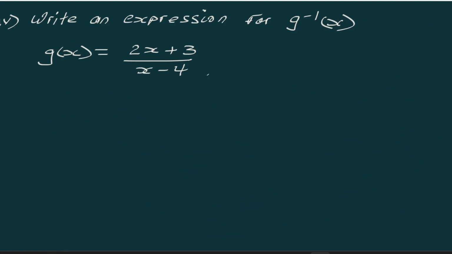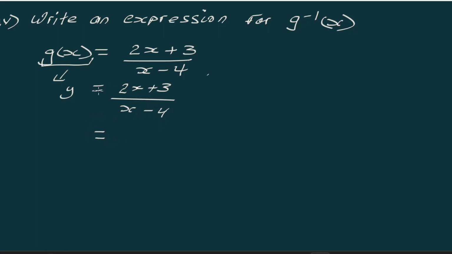Now looking at the final part: write an expression for g inverse of x. So we want to find the inverse of this function. To find the inverse of this function, the first thing we do is change the g of x into y. So y is equal to 2x plus 3 over x minus 4.